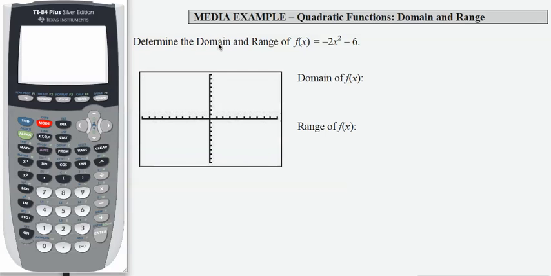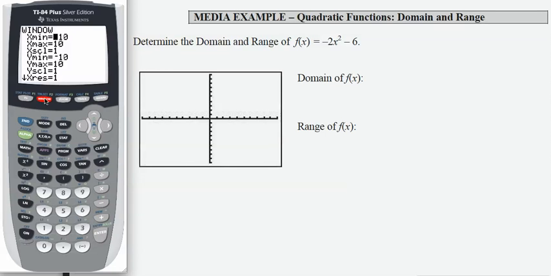We're asked in this problem to determine the domain and range of the function f of x equals negative 2x squared minus 6. I'm going to start by graphing this on my graphing calculator. If there's anything in the y1 or any of the other y equations, go ahead and clear those out. And then let's enter our function, negative 2x squared minus 6. I'm going to go ahead and graph that on a standard window.